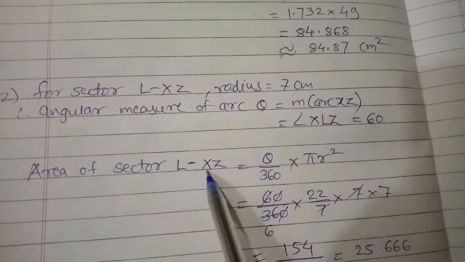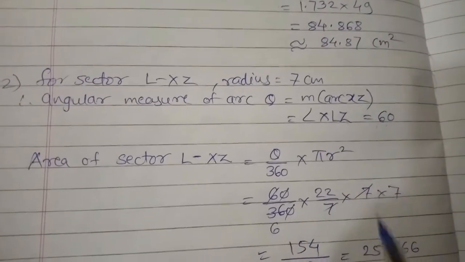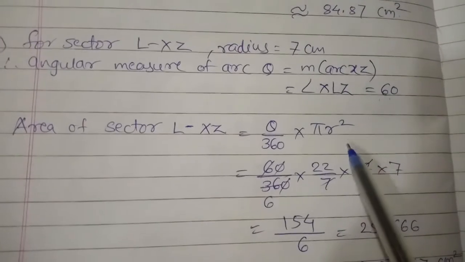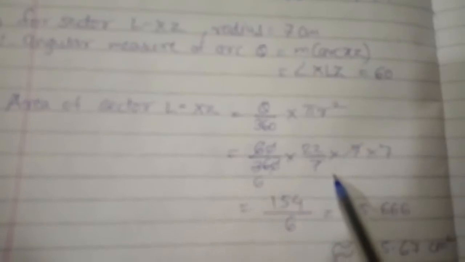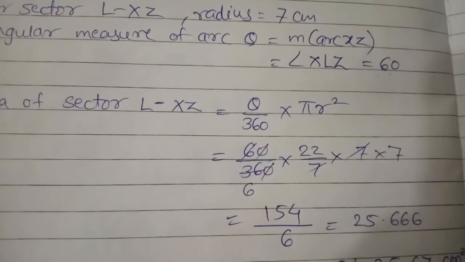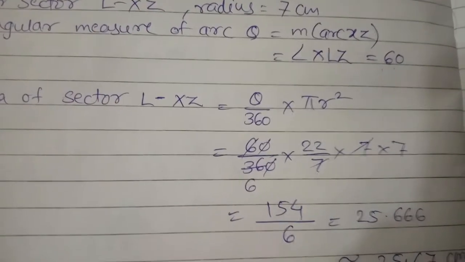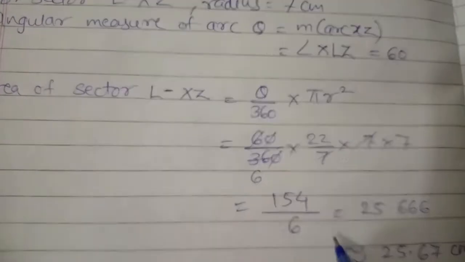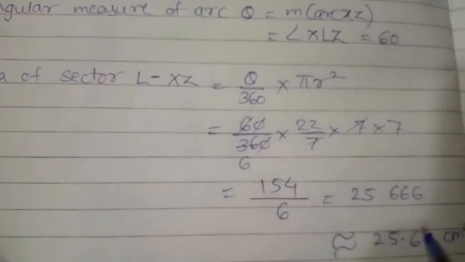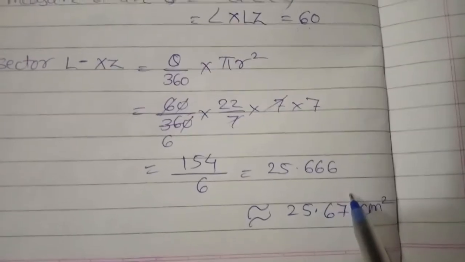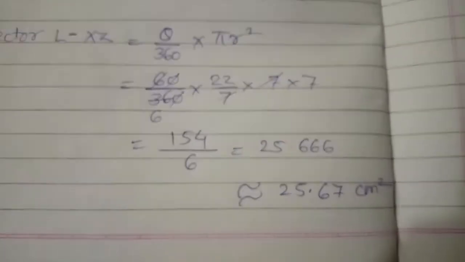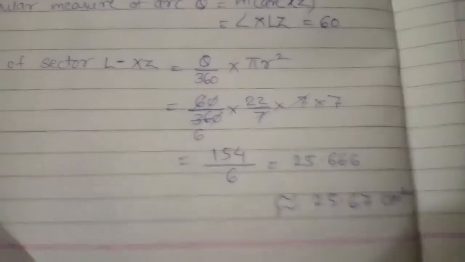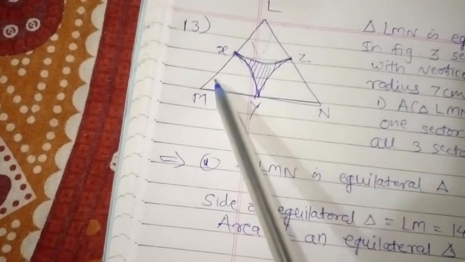So area of sector L dash XZ is equal to theta upon 360 into pi r square. Theta is 60 upon 360 into 22 upon 7 into 7 into 7. So by solving this or by reducing, we will get 154 upon 6, which is nothing but 25.666, which is approximately equal to 25.67 centimeter square. So this is the area of one sector, that is this sector, and all the sectors are same.